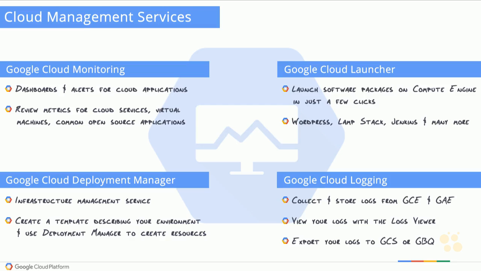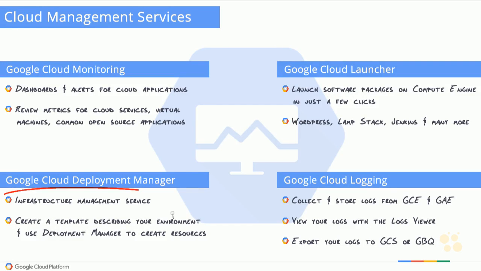Finally, we have plenty of management services to make our lives easier when doing things like configuring, managing, and monitoring our solutions. Google Cloud Monitoring gives us insight into how our cloud infrastructure and our cloud applications are performing. We've got lots of dashboards up there. We can create our own alerts to be proactive. So when certain metrics or thresholds are hit, we can get notified immediately.